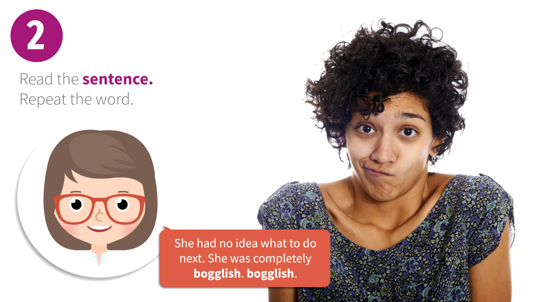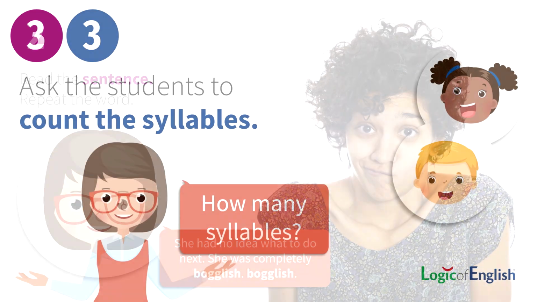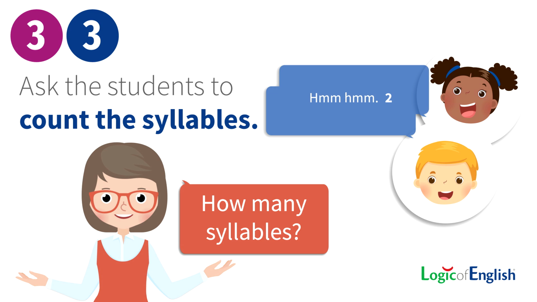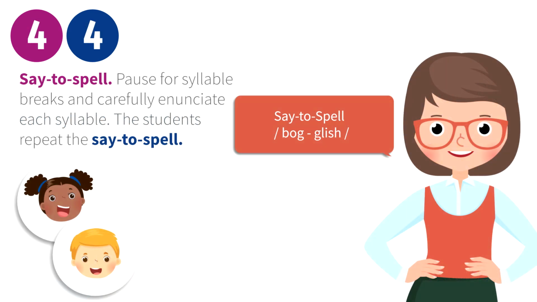And then you will read the sentence and repeat the word. She had no idea what to do next. She was completely boglish. Boglish. Then you'll ask me to count the syllables. How many syllables? Two. And then you will say to spell, pausing for each of the syllable breaks so that the students know where that syllable breaks. If there are two consonants, you will pronounce both of them. Does that make sense? So you want to pronounce each syllable exactly as it's written for the students.